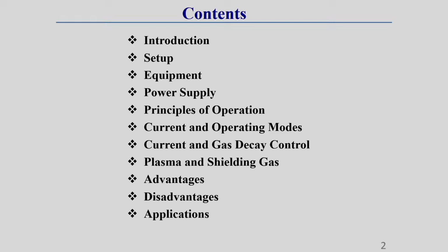That means here I will cover the introduction first, then the setup of this plasma arc welding process, then the equipment of this process, then the power supply generally used in this process, then the principle of operation, then current and its operating modes. I will also discuss current and gas flow decay control, then plasma and shielding gas, and finally I will discuss advantages, disadvantages and applications.